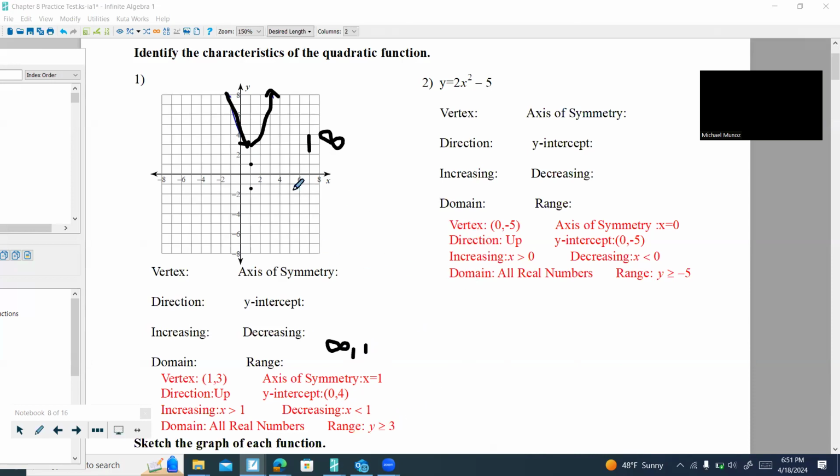Our range is from here, which is y equals 3. It is y is greater than 3 for the range. The y is higher than 3. And domain's all real numbers.